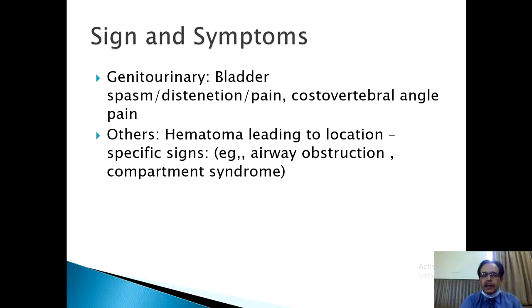At other sites, hematoma leads to signs that will be dependent upon which location is having the hematoma. If there is airway obstruction, the patient can also suffer from compartment syndrome, right? So the hematoma will produce symptoms depending on the site or location at which it occurs. The examples are airway obstruction and compartment syndrome, which I will be explaining to you in the coming slides.